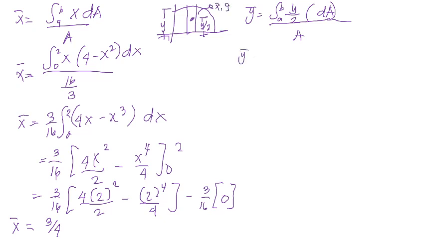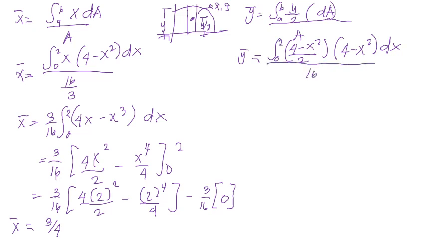So, y bar now is equal to the integration of y, which our y is the curve. So, that's 4 minus x squared all over 2 times the dA. That's the formula for the area. That was 4 minus x squared times dx from 0 to 2 all over our a was 16 all over 3. So, y bar is equal to 3 all over 16 times 2. We have 2 here, that's 32. So, again, 3 all over 16 times 1 half, that's 3 all over 32.